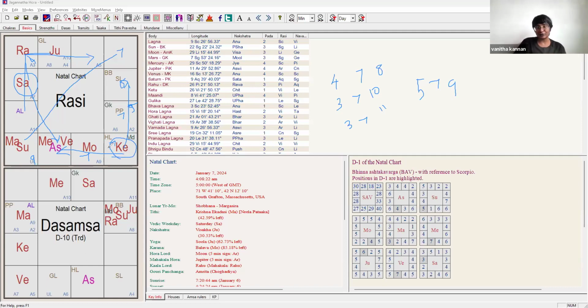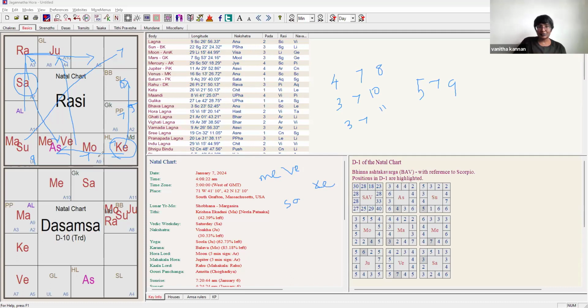Let's move to the Moon. How many aspects does the Moon have? Only the 7th one. So it is aspecting Mesha, which has Jupiter in it. So that's it. Now we are considering only the first house. The first house has two grahas, Mercury and Venus. So this is aspected by which planet? Saturn as well as Ketu.